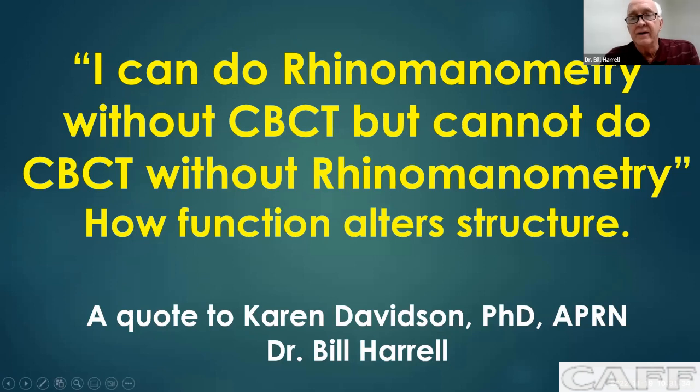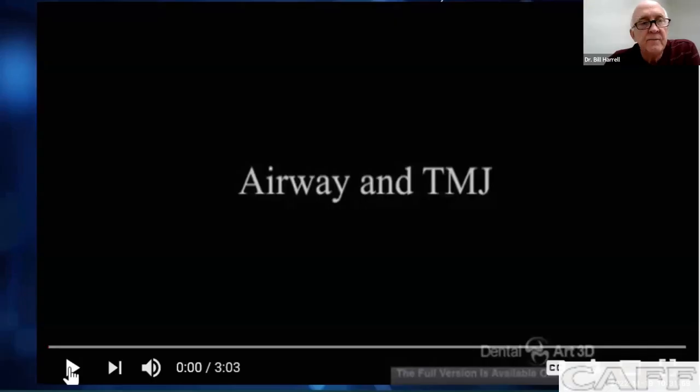The only way you could technically understand how the airway collapses is drug-induced endoscopy, and that's something ENT does, and you're not going to do that routinely. You just have to extrapolate, but you're looking at function and structure, and how the function alters the structure. So that's how I use rhinomanometry.